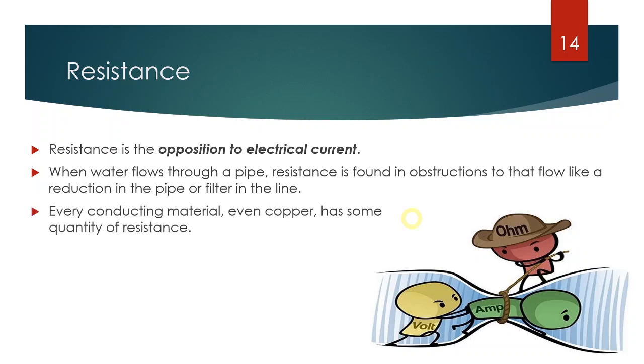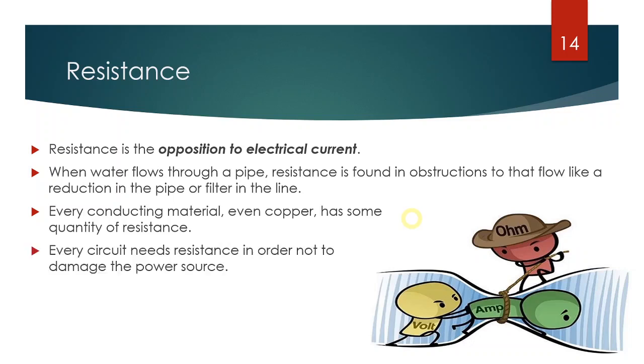Every conducting material, even copper, has some quantity of resistance. Now copper, the resistance of copper is very, very low. That's why it makes a very good conductor. But it has to have some form of resistance for there to be electrical flow. If it has infinite resistance, then it is an insulator, which is what we put on the outside of the wire to insulate us from getting shocked.